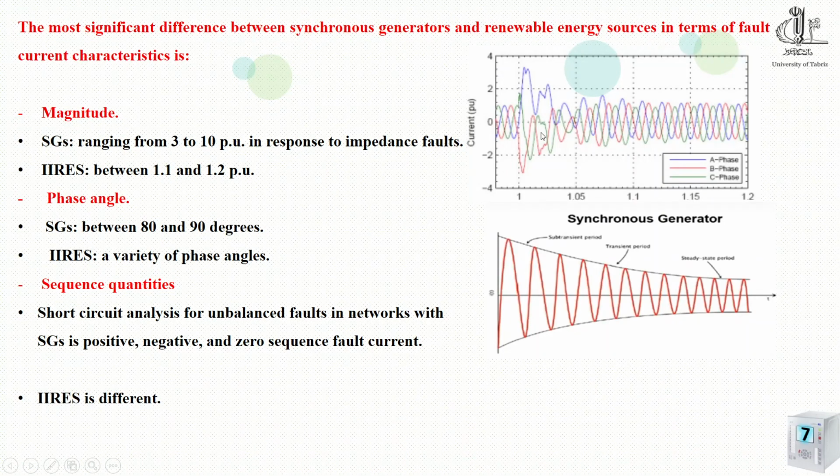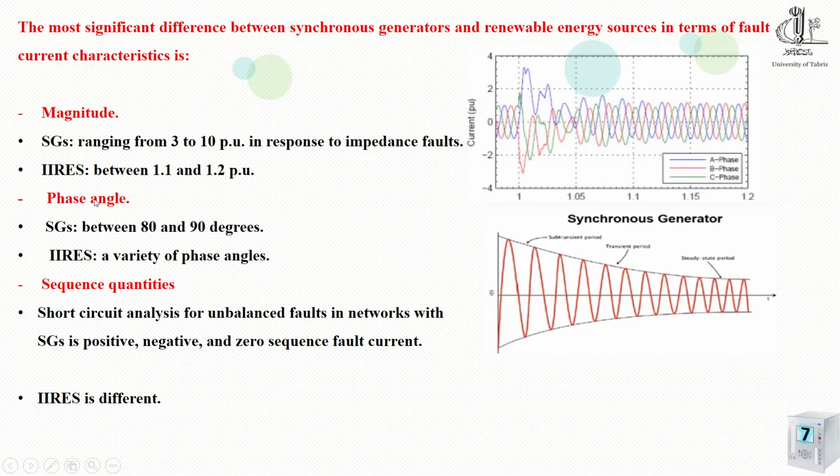After this transient period, the inverter-interfaced renewable energy source control acts in order to supply a balanced current up to 1.2 per unit. Here is the characteristic of the synchronous generator.